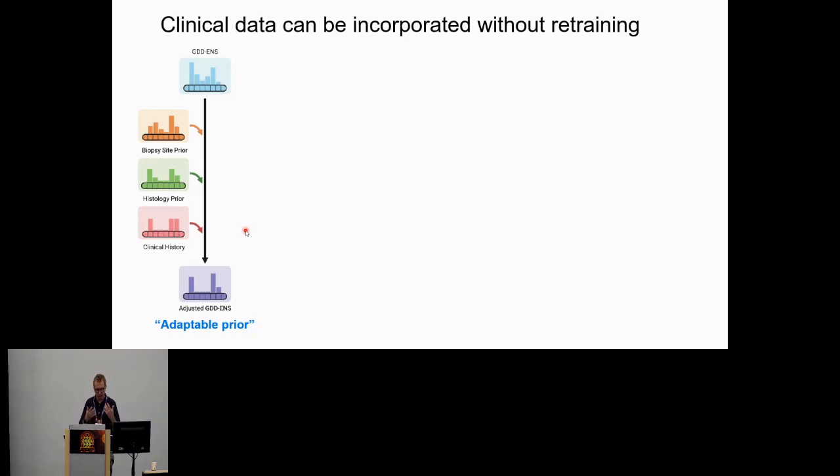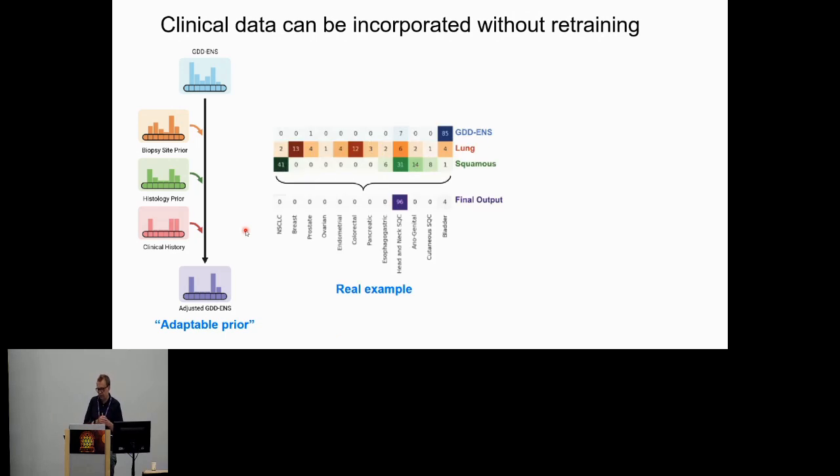So based on the biopsy site, the histology, and some information about clinical history. And so this is a real example. Along the top, this is the GDENS output, and this is the cancer type proportion you would expect from a lung biopsy of a metastasis. And the third line here is what you expect from a squamous histology. Combining those all together gives you this final output, which is actually different from what GDENS would say, but is actually the correct classification in this case.